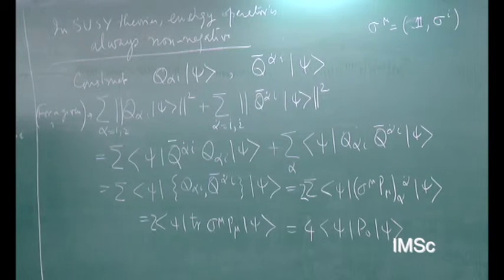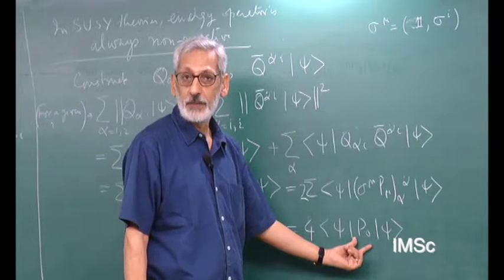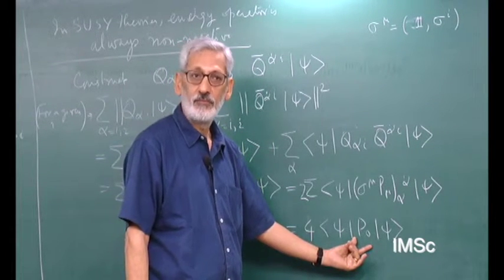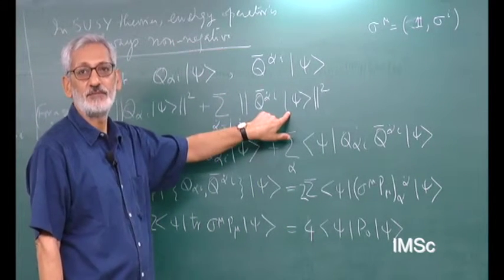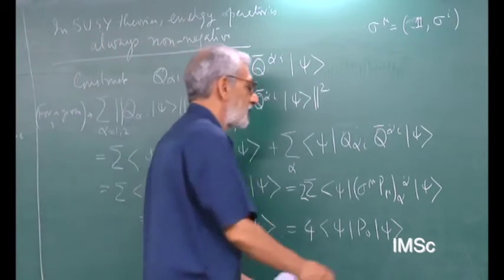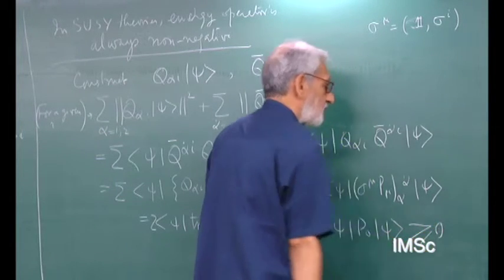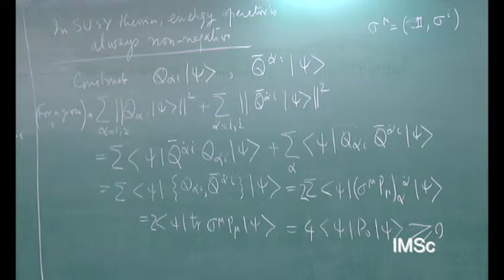So what we have shown is that the expectation value of the operator P0, where P0 is the Hamiltonian, is a sum of positive objects, because these are mod squares. So therefore, it can be positive or at worst 0. It can never be negative.